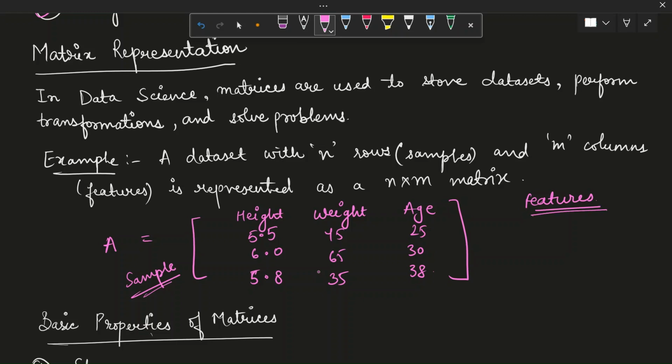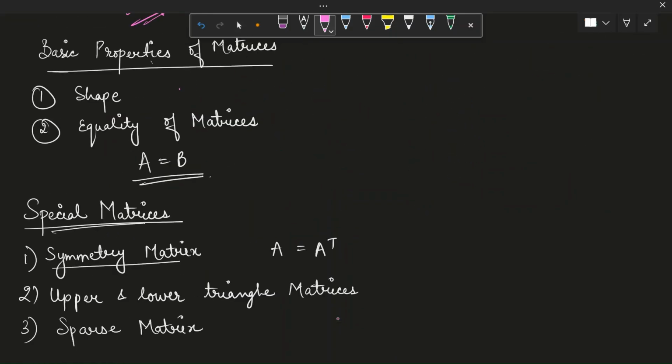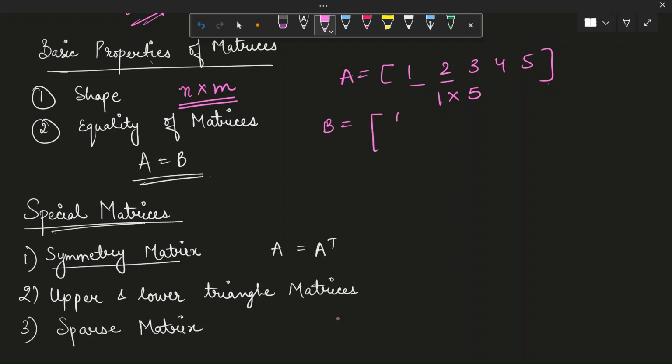Now is the time to understand the basic properties of matrices. Firstly, shape. A matrix with n rows and m columns has the shape of n cross m. Suppose we have a matrix 1, 2, 3, 4 and 5. This matrix has a shape of 1 into 5. Or if we take a 2D matrix, like 1, 2, 3, 4, this has a shape of 2 cross 2.